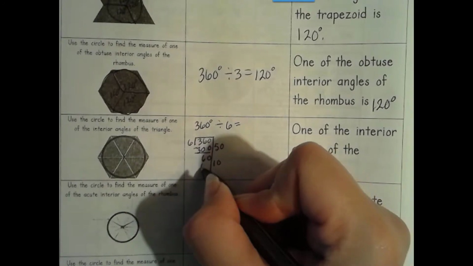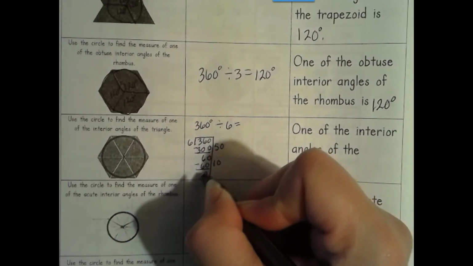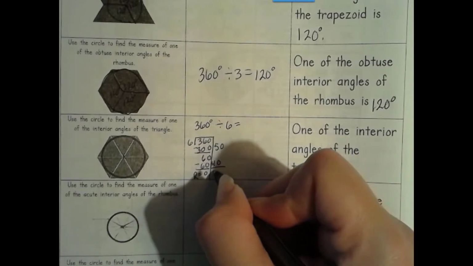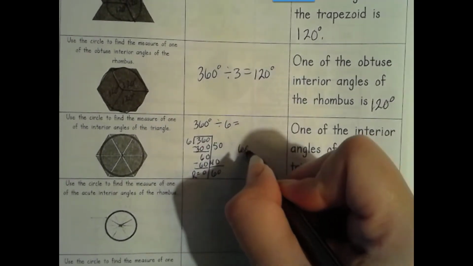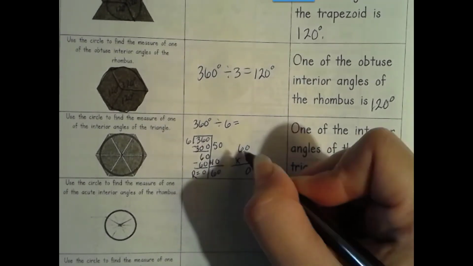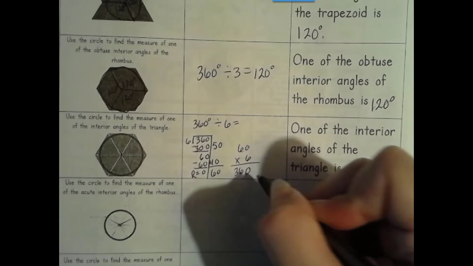10 times 6 is 60. Numbers the same, zeros again. Add these together, 50 plus 10 is 60. We check. Divisor times quotient, 6 groups of 0 is 0, 6 groups of 6 tens is 36 tens.